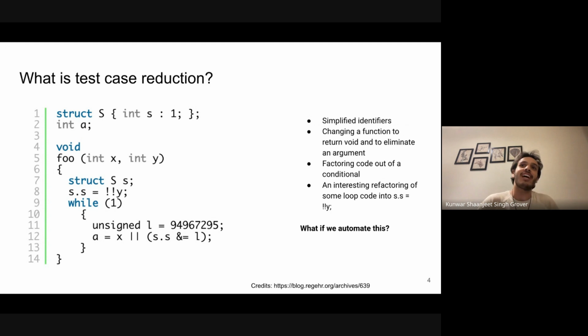And what if we decide to automate this? Instead of having an experienced developer come and do this every time, what if we have a tool that any person can run and just give us small test cases and file issues like that? So this is what test case reduction is. We take a big test case and use some known strategies to reduce it to a smaller test case, so it's easiest for us developers to fix that issue.